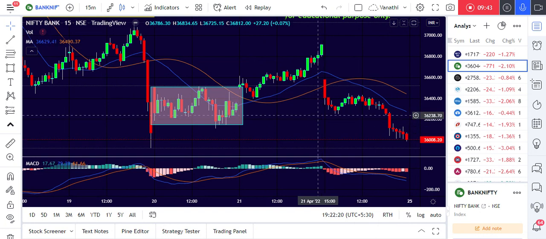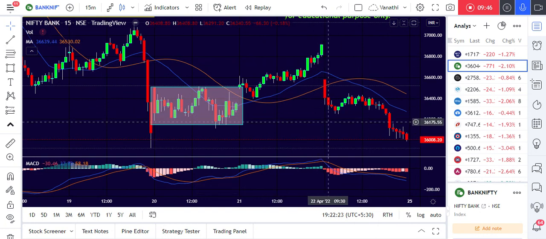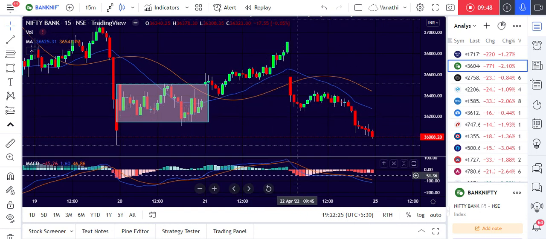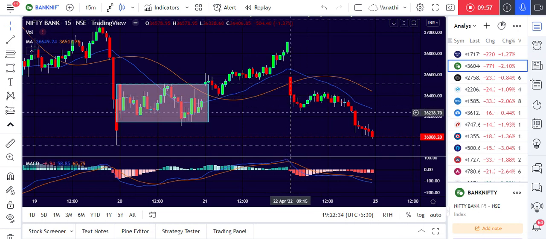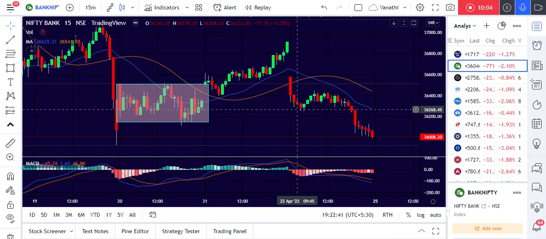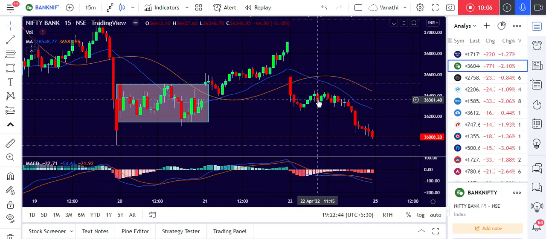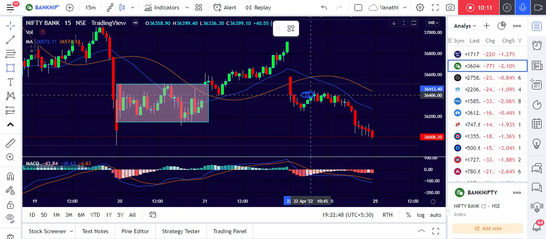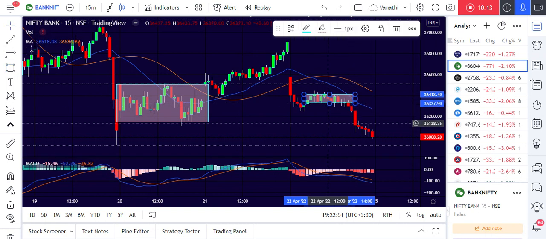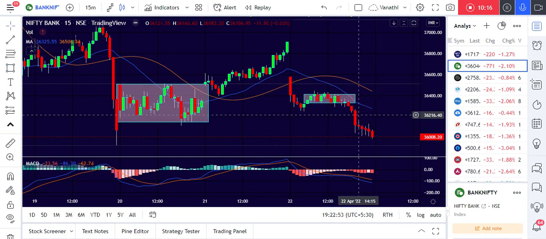And the same thing here: the histogram bars are already in red color, and the price opened gap down and is below the moving average, so we can take entry. But the first candle is big, and if we want a very good risk reward, then we have to wait for a pullback. The price had a pullback here and again consolidated. Once the consolidation gave a breakout, the price fell down nicely.